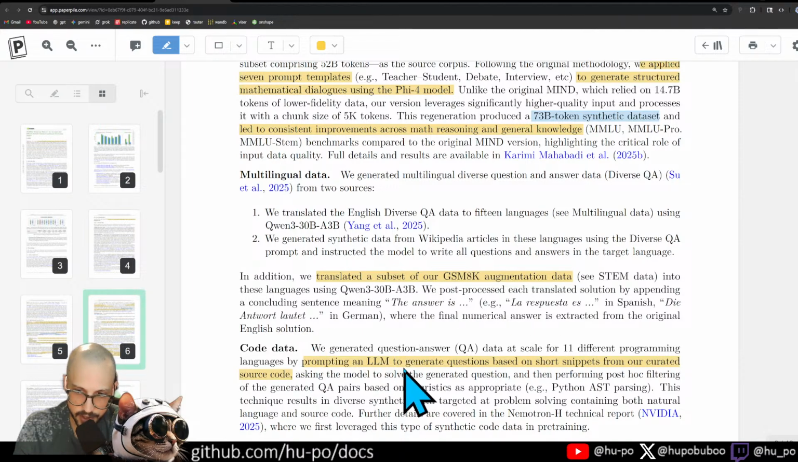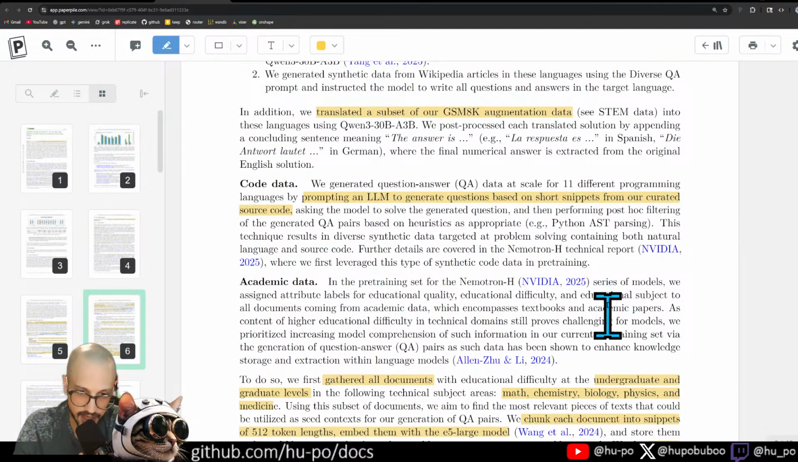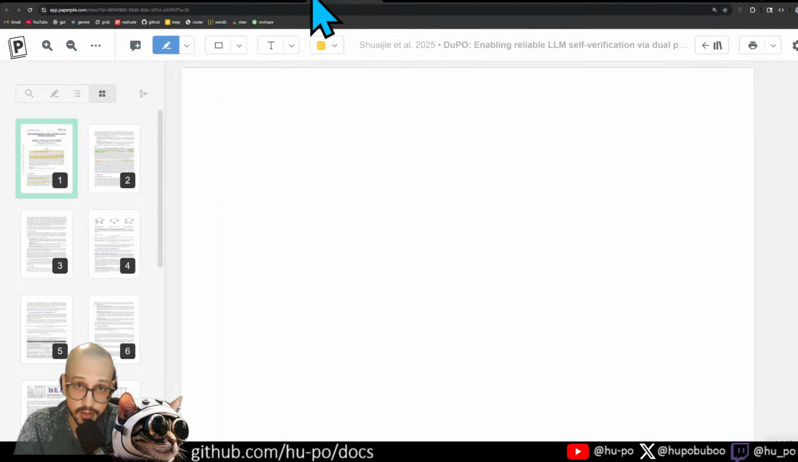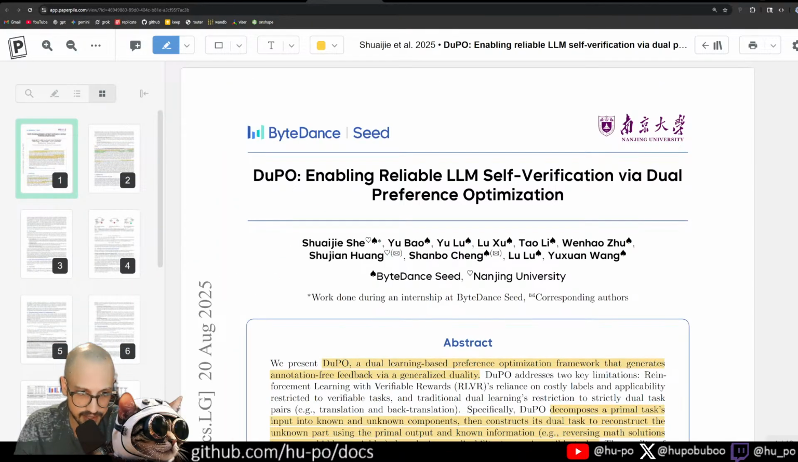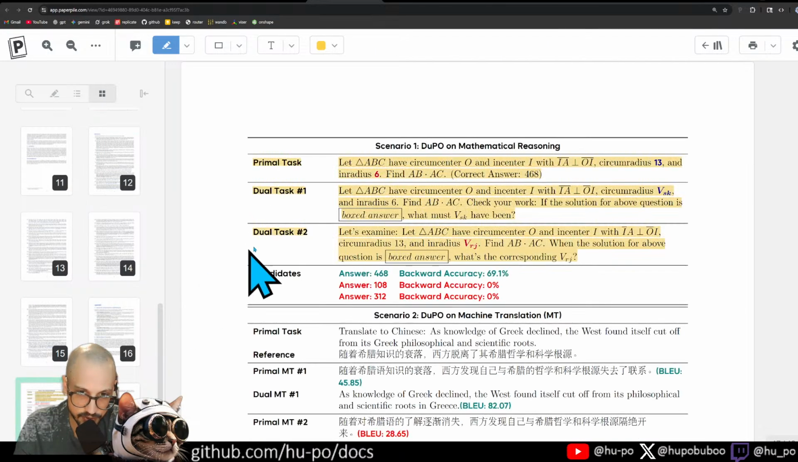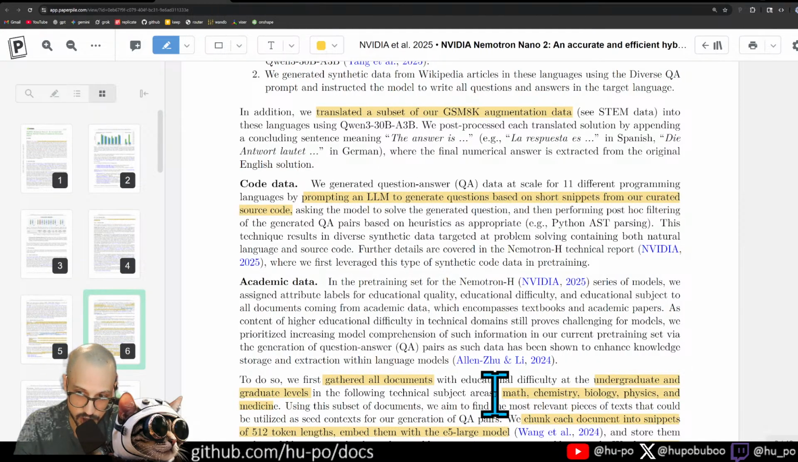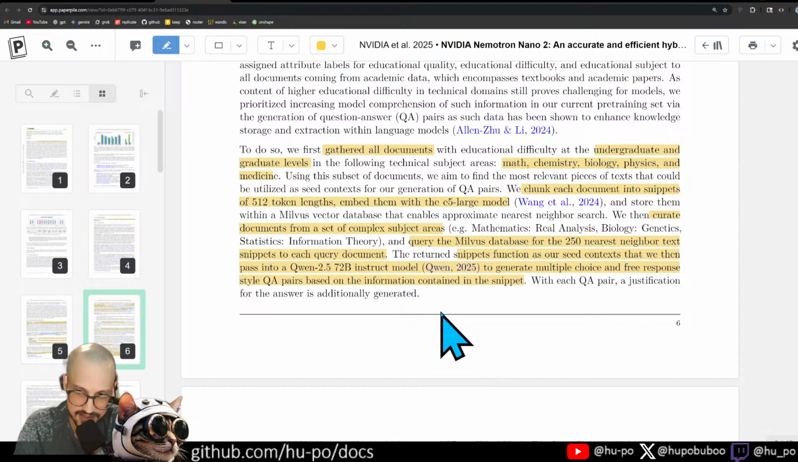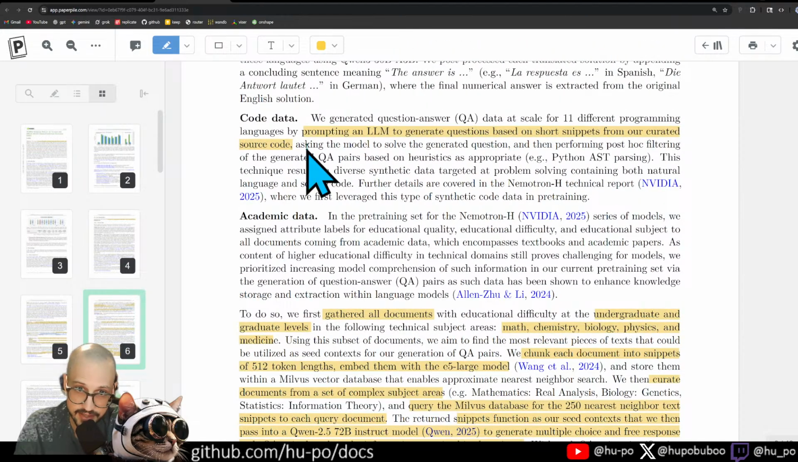They also prompt an LLM to generate questions based on short snippets from their curated source code. So again, same kind of idea. You start from seed data, or as they call it here, primal task, right? So you're relying on existing diversity within the seed or primal data set in order to generate a high-diversity synthetic data set. In this case, they have some curated source code, and then they generate more coding data from that.